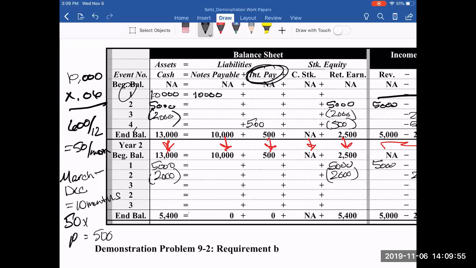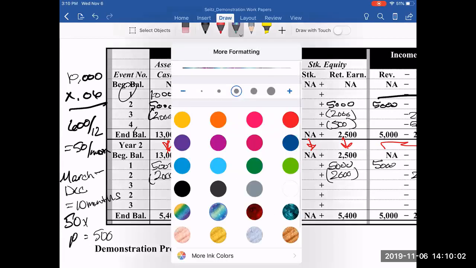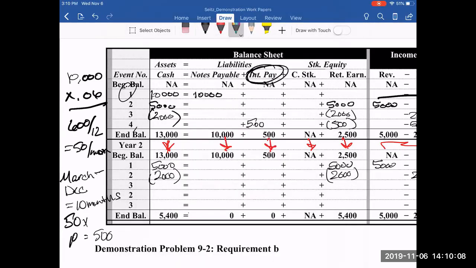Three, you have accrued interest on the note. The note had a 6% rate, and we already did 10 months. Notice we already did 10 months right here, in the prior year. So we need to record the other 2 months of accrued interest. So that would be $100 that we need to be recording. So we recorded the $500 up in the prior year.